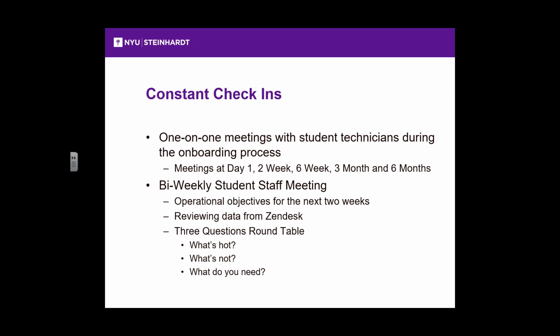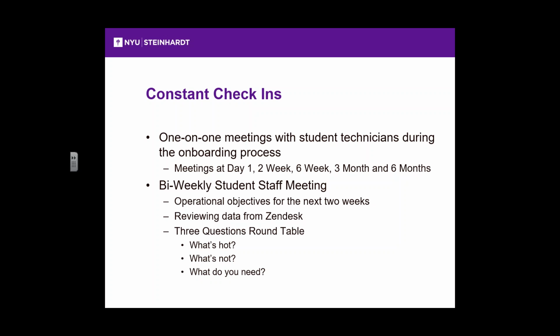And then finally, we have this 3 questions roundtable. I wish I could take credit for this myself, but I can't. The credit for this goes to the University of El Paso. One of their technology workers was presenting at a New Media Consortium, and he brought this up, and it's something that I've adapted for my team as well. Everyone is asked, what's hot, what's not, what do you need?